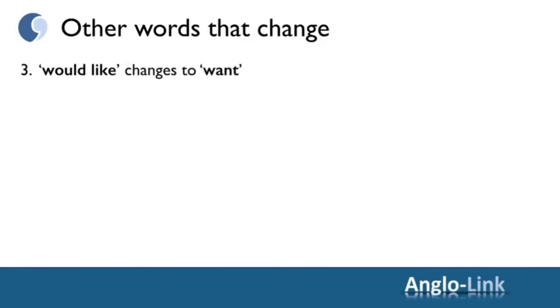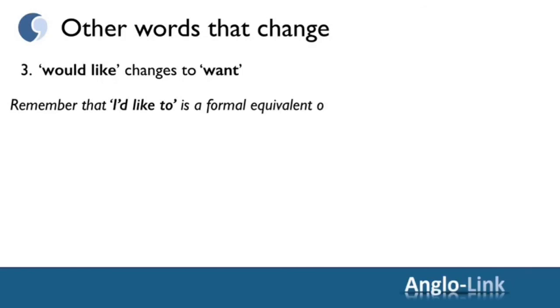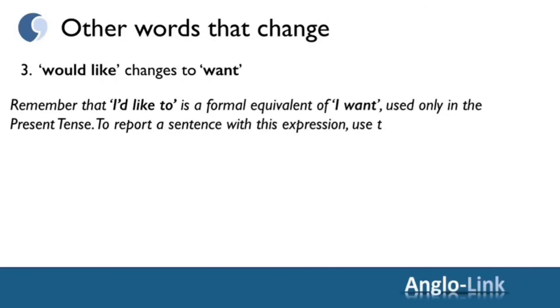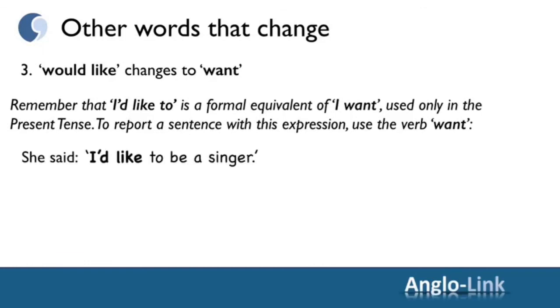Now would like will also change to want. Remember that I would like to is a formal equivalent of I want, used only in the present tense. To report a sentence with this expression, make sure you use the verb want. Okay, so if I get the sentence, she said, "I would like to be a singer," when you are reporting this sentence, it will read, she said she wanted to be a singer.